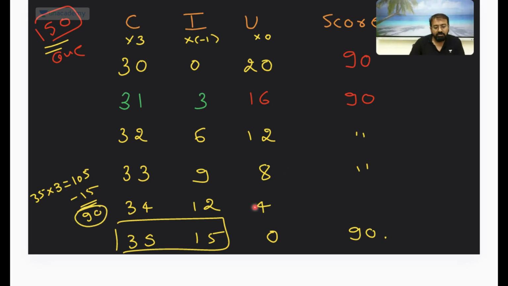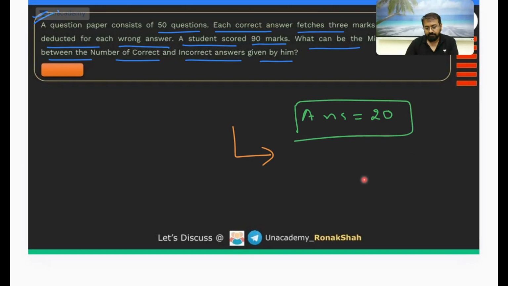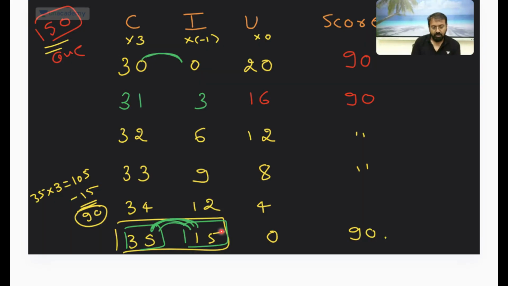So what is the minimum difference between correct and incorrect questions? Can I say the difference over here was 30 while the difference has become just 20 over here? So here the answer will come out to be 20. Are we all clear, everyone? So the answer for this question is 20. The minimum difference between the number of correct and incorrect answers given by him can be 20. Have you all understood? This is a typical worded problem and you had to understand the situation. So you can make a pattern like this to understand, right?